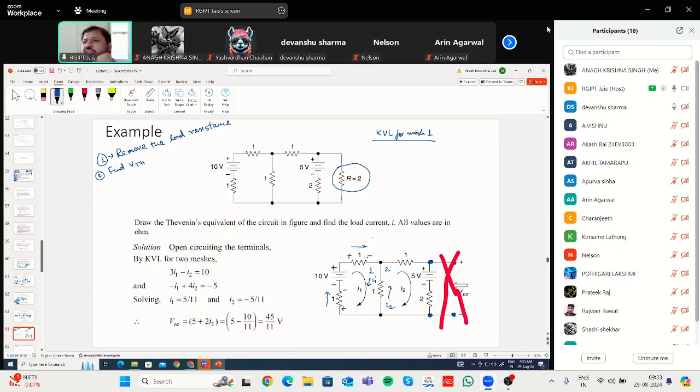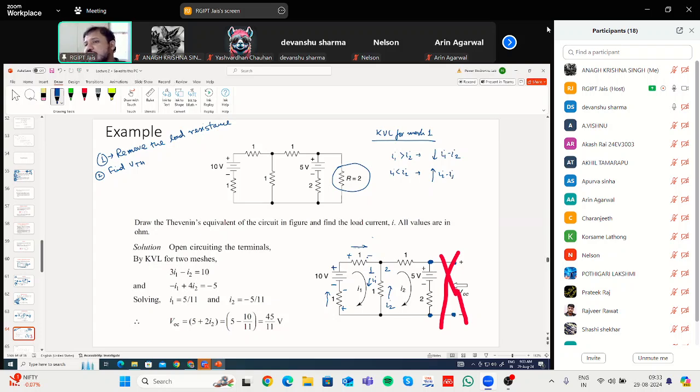Now both the currents are unknown. You don't know in which direction the net current will be flowing. If I1 is greater than I2, then the current direction will be from top to bottom, and the current magnitude will be I1 minus I2. If I1 is less than I2, then the current direction will be from bottom to top, and the magnitude will be I2 minus I1. But both are unknown, so you cannot find this value.